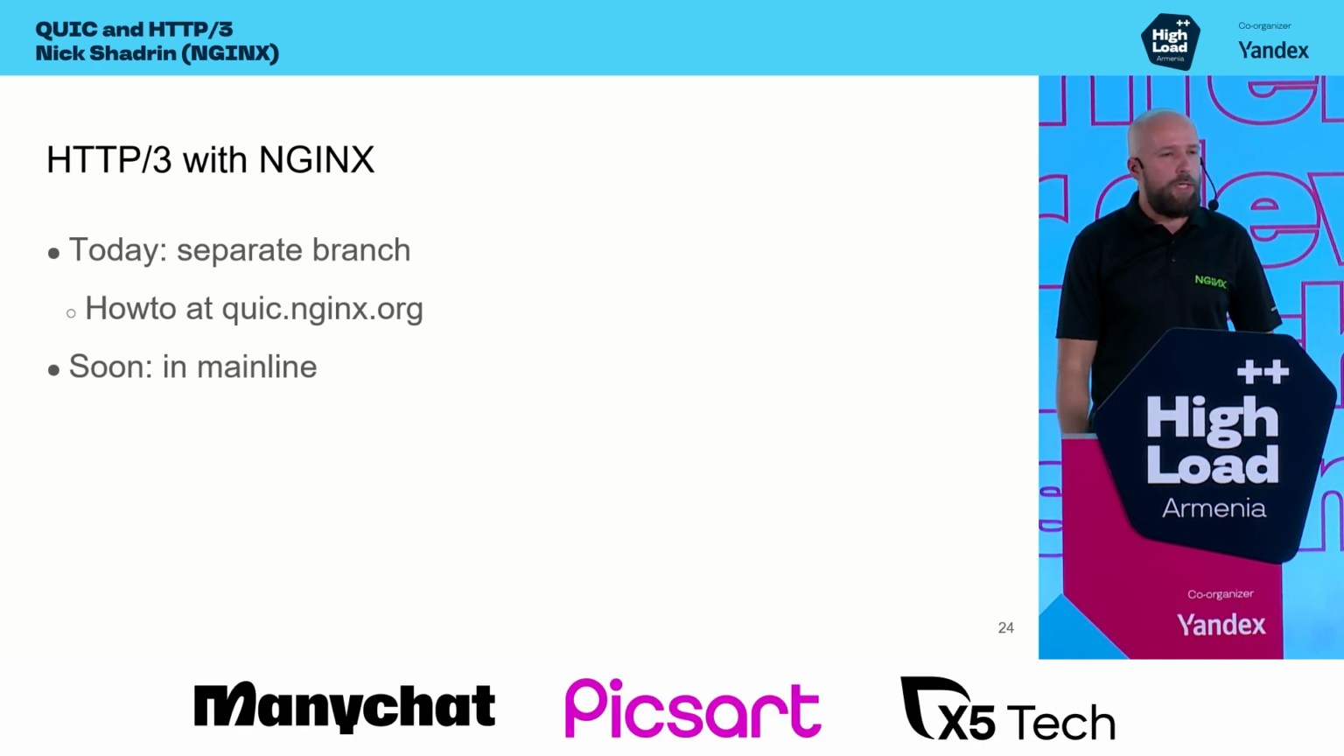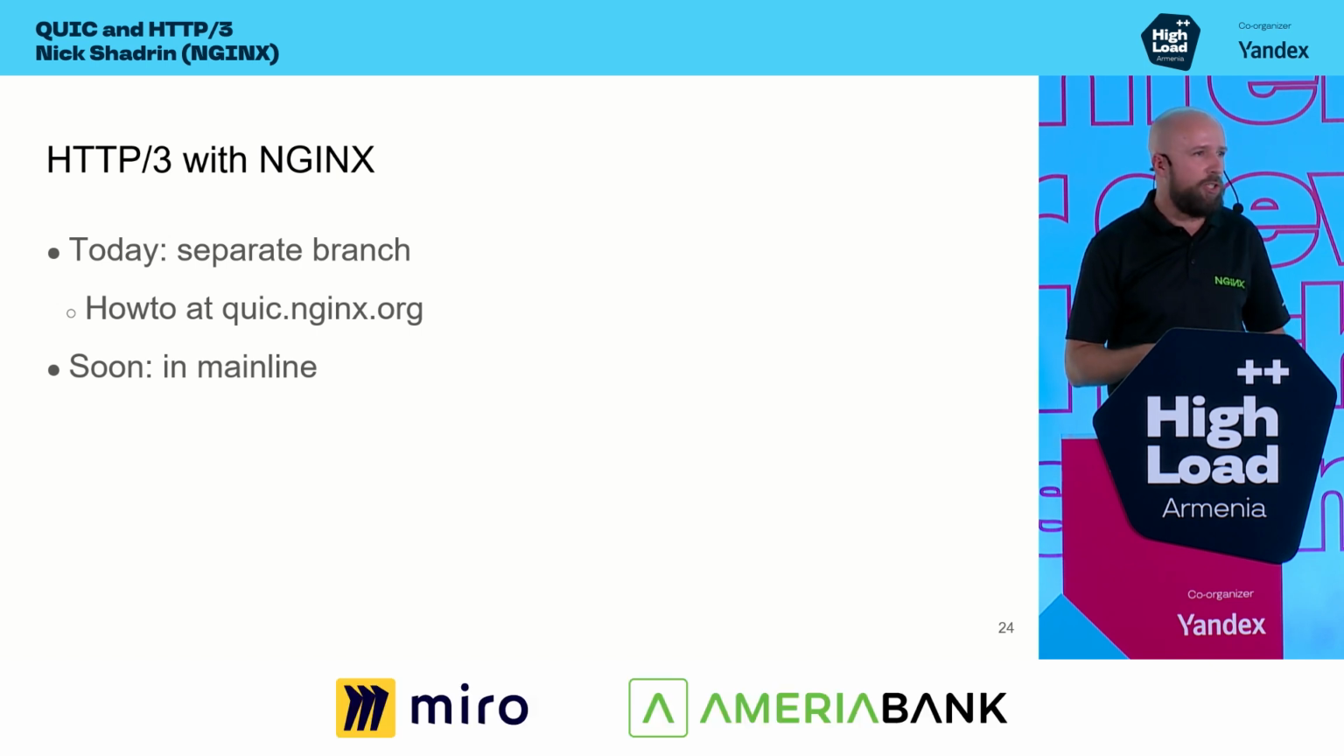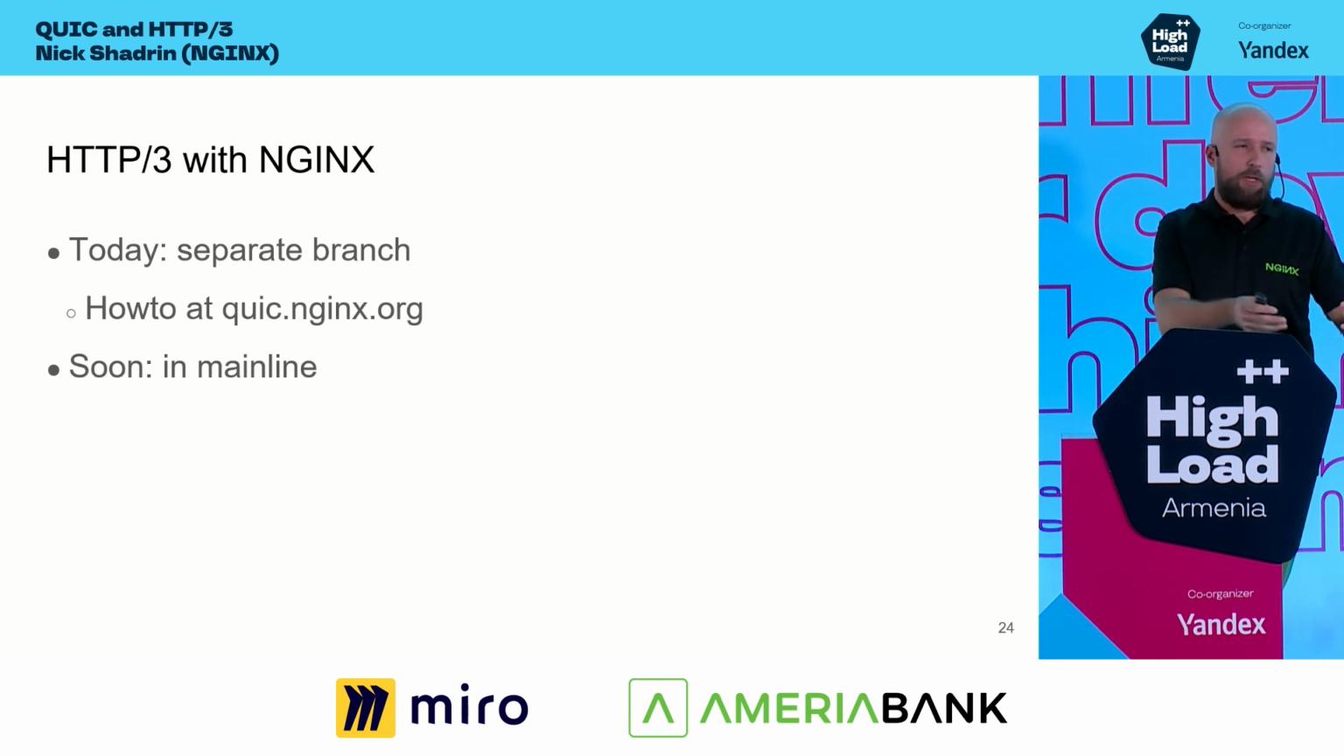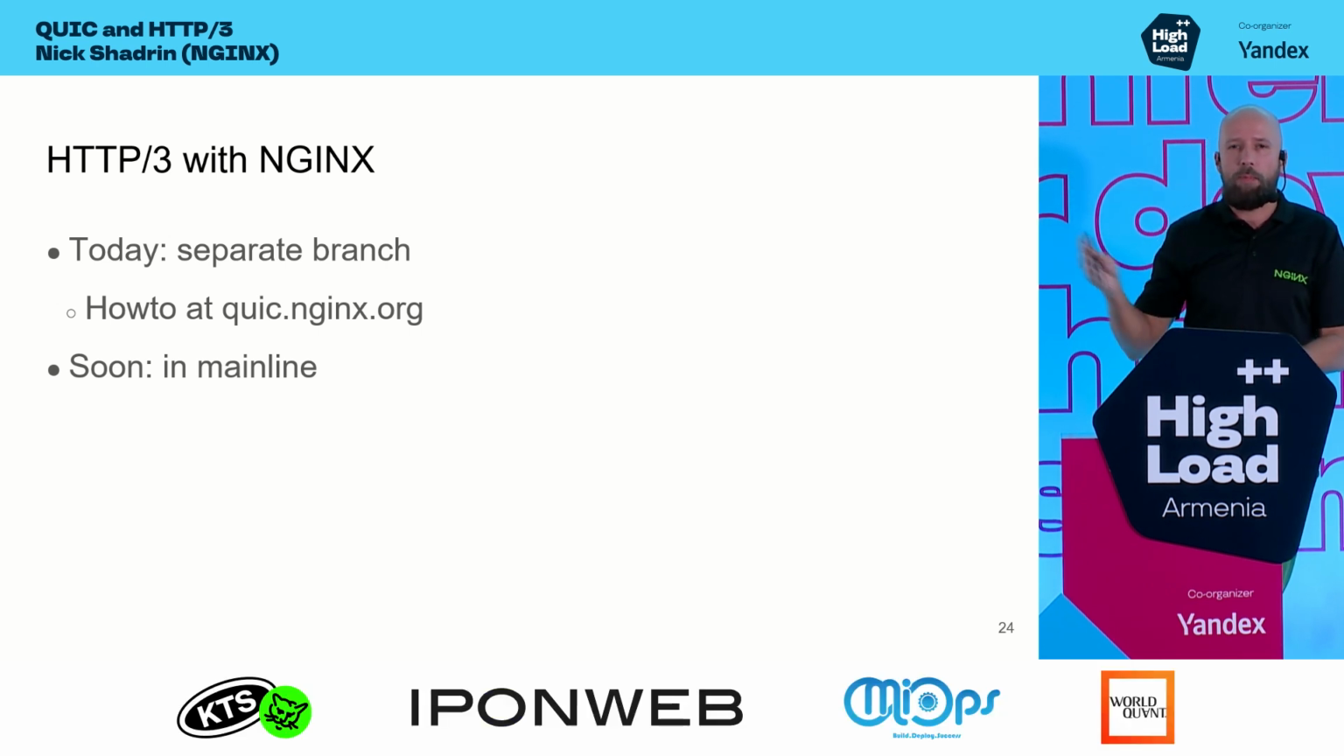BoringSSL doesn't exist in pretty much all of the mainstream operating systems as a standard package. You have to find it yourself, compile it yourself, make it yourself, and that means that you will be first compiling and installing the library, and then you will be installing that special NGINX with the HTTP3 module that will be linked to that library.